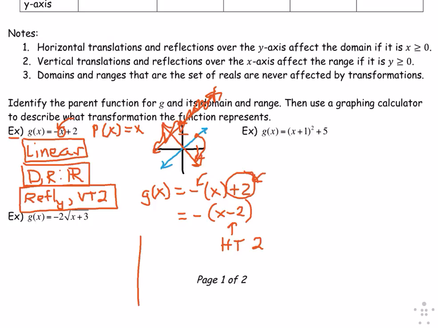So let me start with the parent graph. Then the reflection happened. And then that was bumped up by 2. I lost track of that. So now I go up 2. And that's now matching the fact that it either looks like it goes up 2, or, as we see there, it looks like it goes right 2. Again, with linear, you just have to be patient because one transformation looks like the other. But don't let that confuse you. We're going to now move on to the next example.